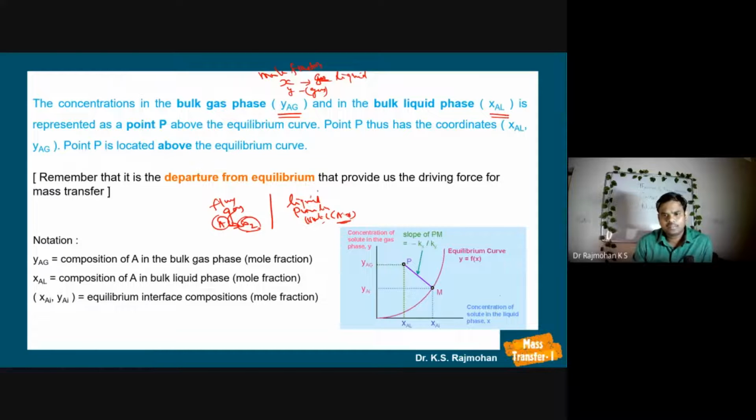So this departure from equilibrium is going to be the driving force for mass transfer. Whatever the departure, how far away the point is, that much driving force will be there. Let us understand the notations we are going to use. YAG is for the bulk gas phase, that is the mole fraction of solute A in the gas phase. XAL is the mole fraction of solute A in the bulk of the liquid. And let XAI and YAI be the equilibrium interfacial compositions in terms of mole fraction.